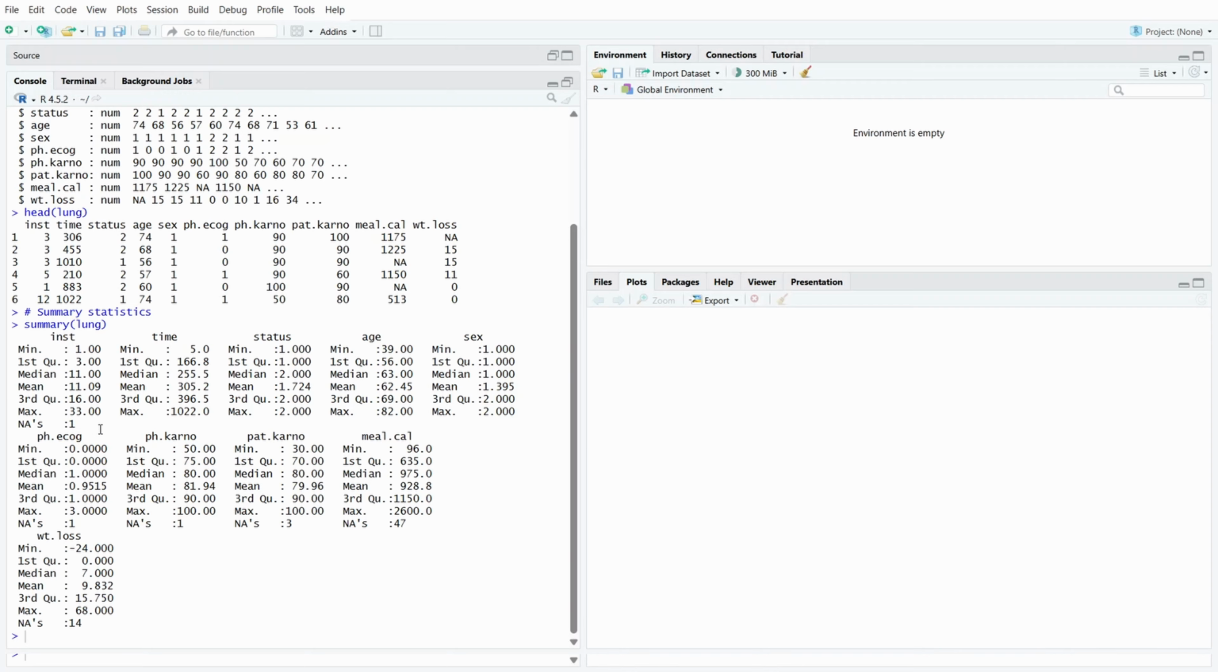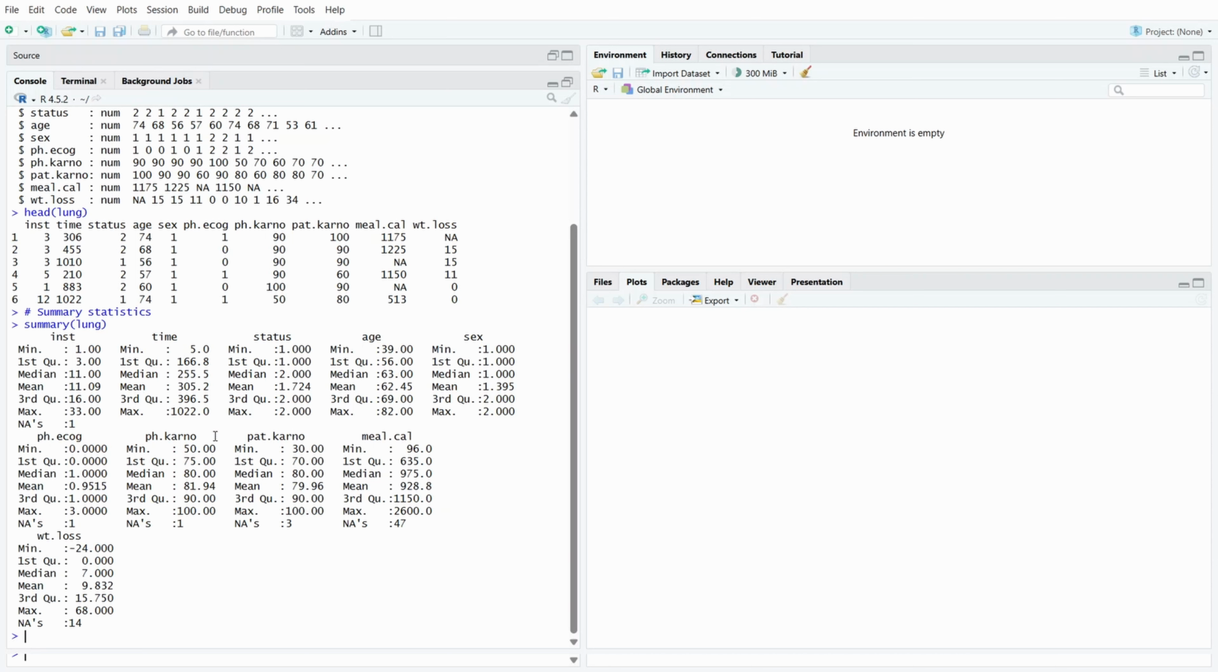Now let's move to performance and health indicators. The ECOG performance score, ph.ecog, ranges from 0 to 3, where higher values indicate worse functional status. The median is 1 and the mean is just under 1, suggesting most patients are still fairly functional but with some impairment.